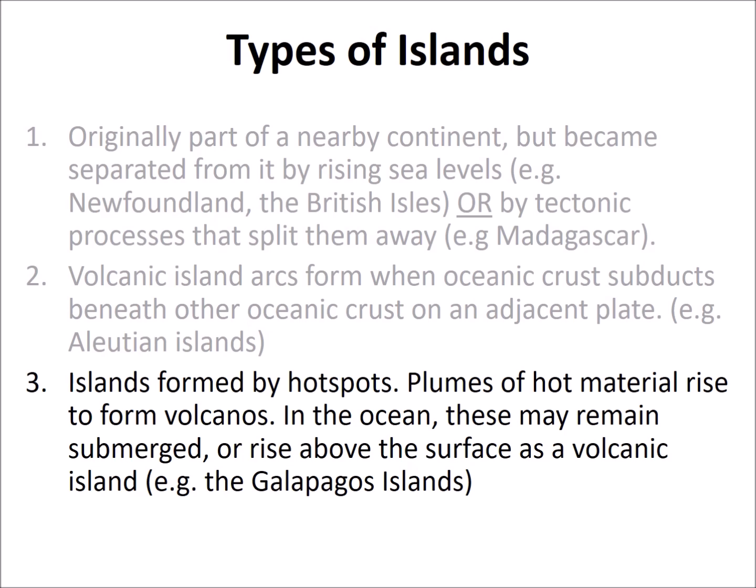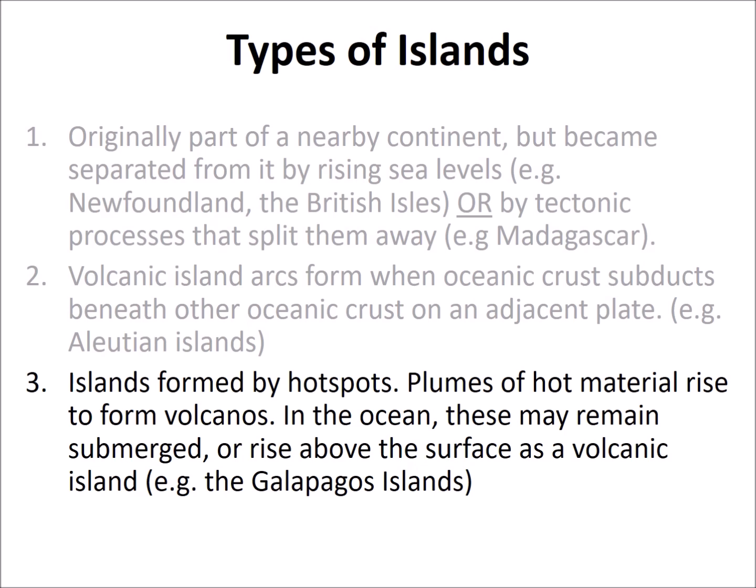The second type of volcanic island are islands that form over hotspots. So instead of an arc of islands that form parallel to an ocean trench, you have a volcanic island that forms over a hotspot. So you have a plume of lava rising to the surface, cooling to form an island in the ocean, and these can be submerged, or the larger ones can rise above the surface to form a landmass.